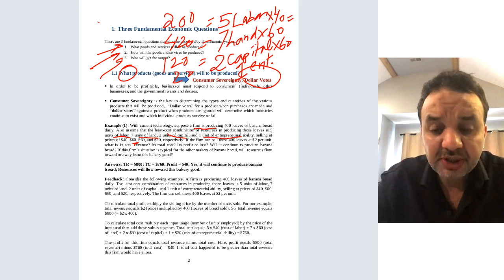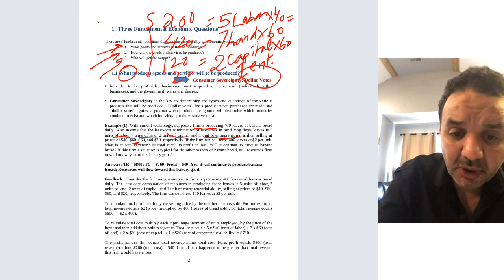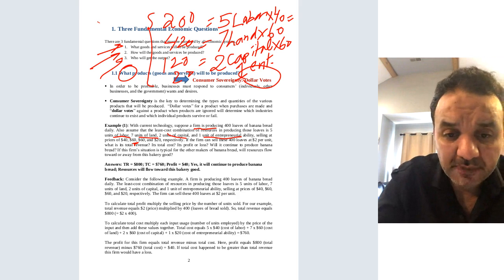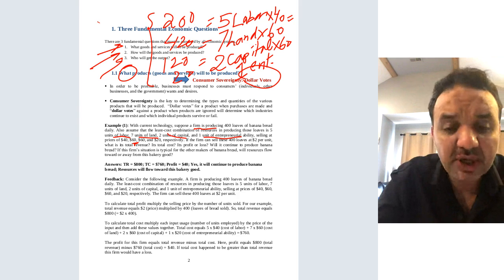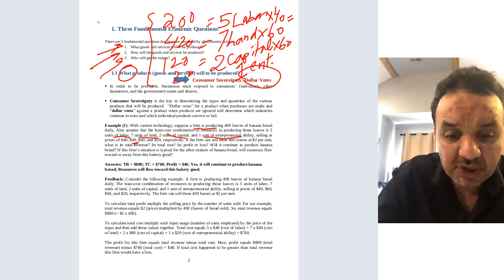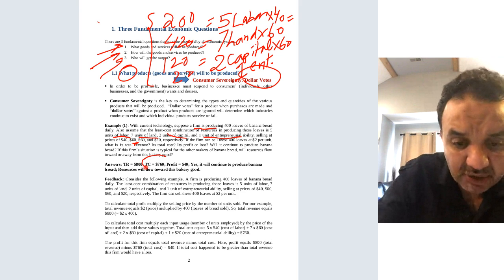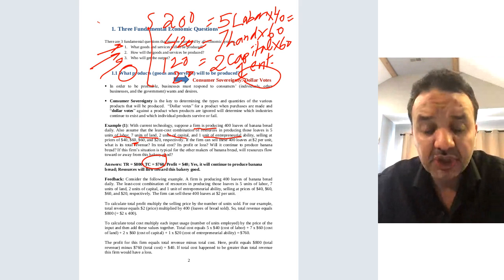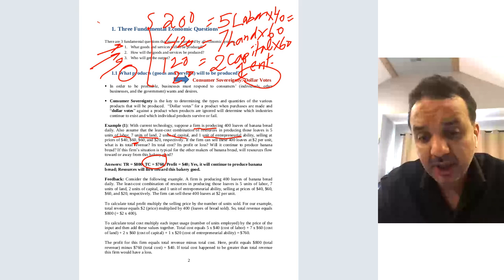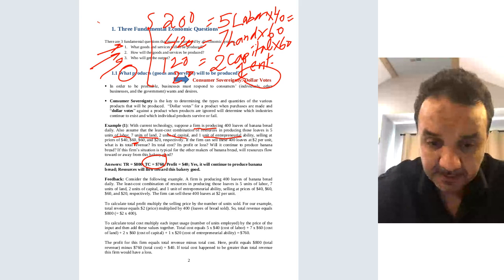Okay, so let's add up all these numbers. 200 plus 420 equals 620, plus 120 equals 740, plus 20 equals 760. This is how we got this number. So TC stands for total cost. The total cost which you have to pay to start your business or produce your products is 760.